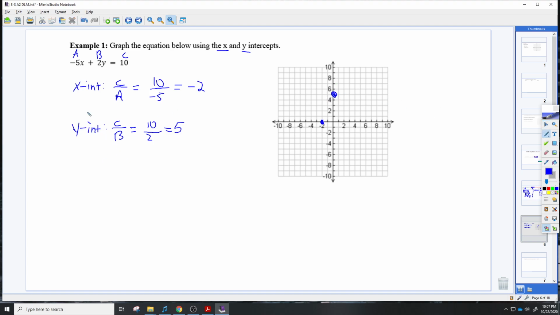And just to practice it, I think right now we could probably just draw a line between the two. If we just connect the two dots, that will make the line for this graph. And that's all we would need. But I also want to practice doing the slope.